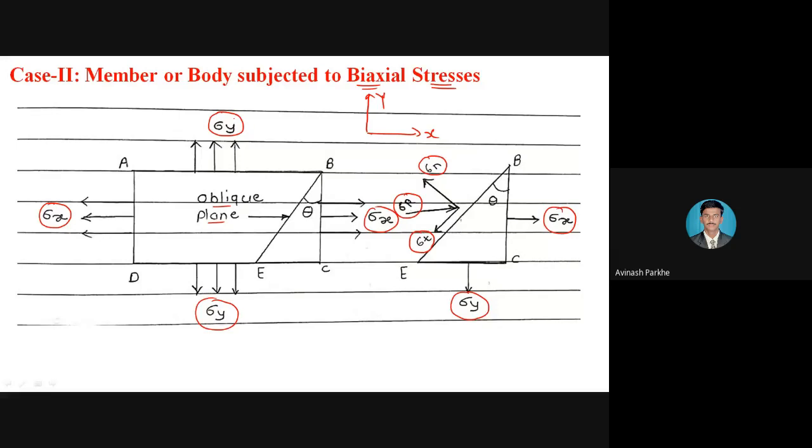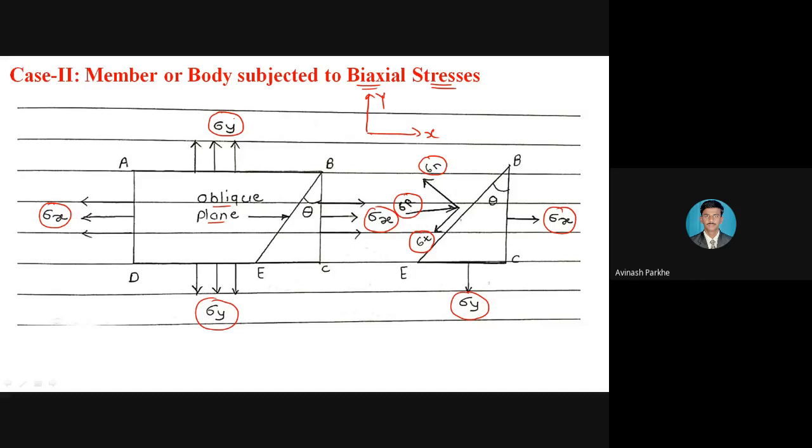Represent one stress in the horizontal direction as sigma x. Represent another stress in the vertical direction as sigma y. And from the figure we can easily say that this body or member is subjected to biaxial stresses. Biaxial means the stress is applied in the two directions, that is x and y. So take this particular figure, with the heading, in your notebook.